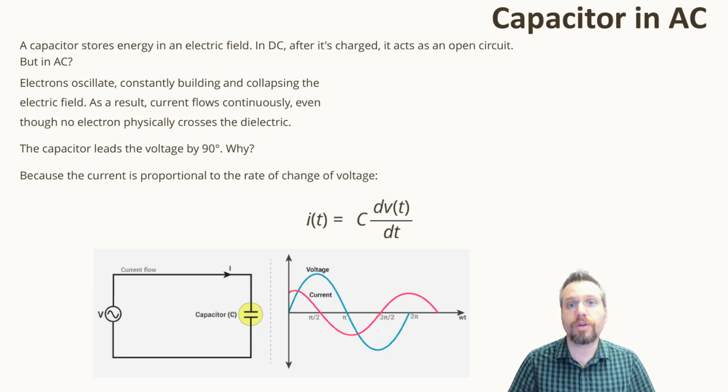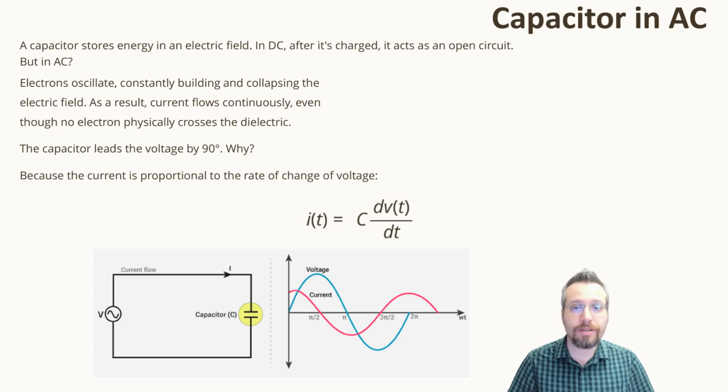In DC, electrons move steadily under a constant field. But in AC, the field oscillates, meaning electrons are pushed and pulled back. They don't travel far, but they vibrate in place. This back and forth motion interacts with magnetic and electric fields in capacitors and inductors in complex but predictable ways.